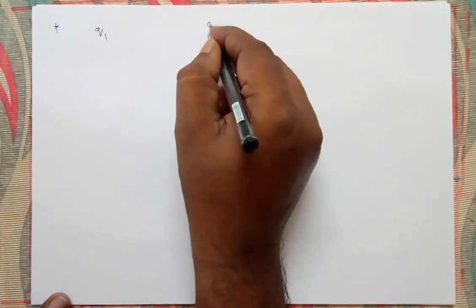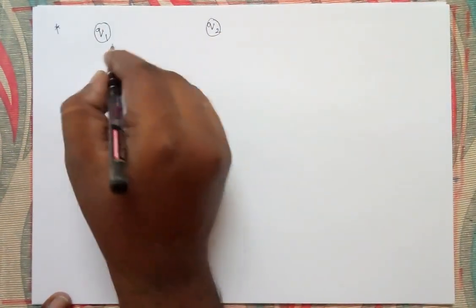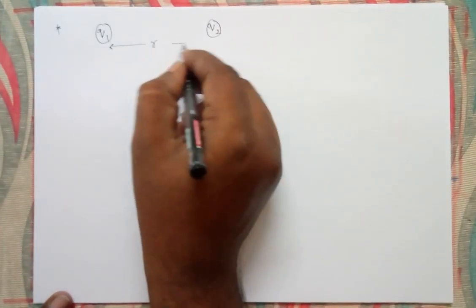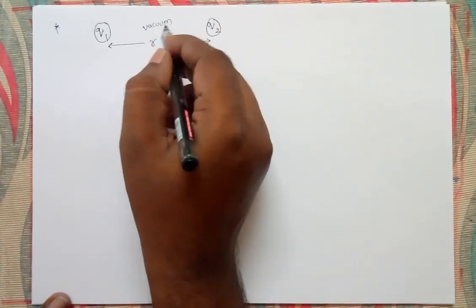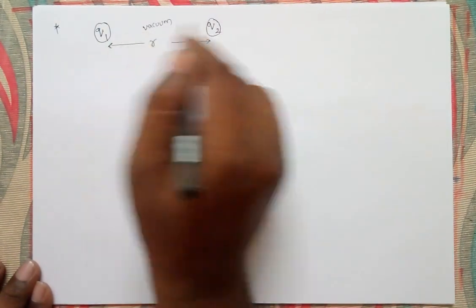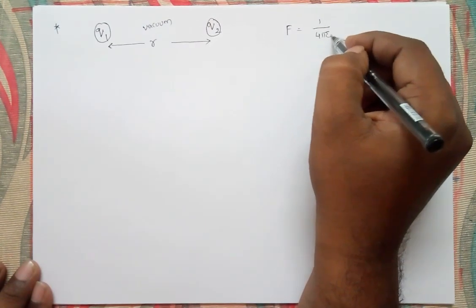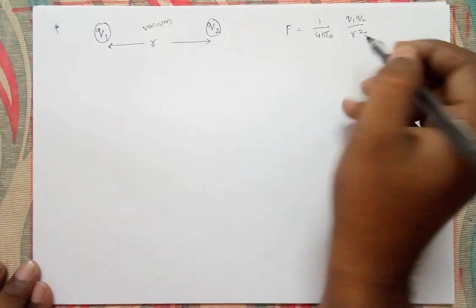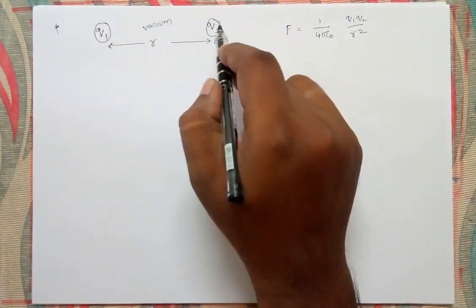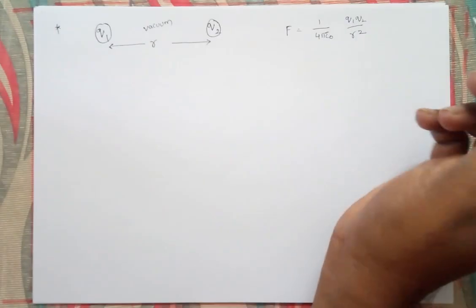Force between charges, we have an expression. If two point charges are separated by a certain distance, and the vacuum is the medium, meaning free space, what is the force experienced by these charges? We have F equal to 1 upon 4 pi epsilon naught Q1 Q2 by R square. So this is a formula you can use when we have point charges Q1 and Q2.